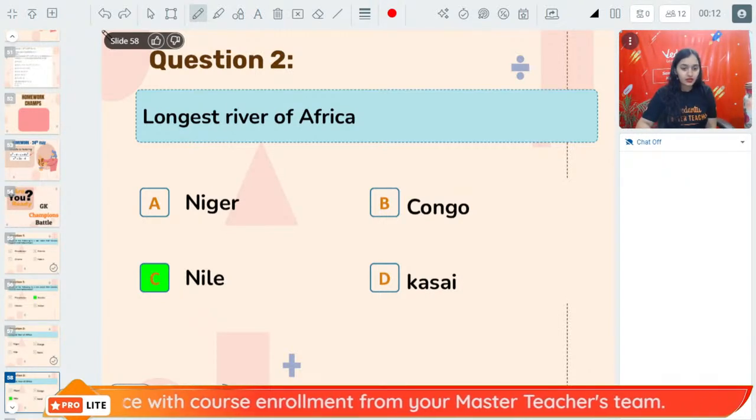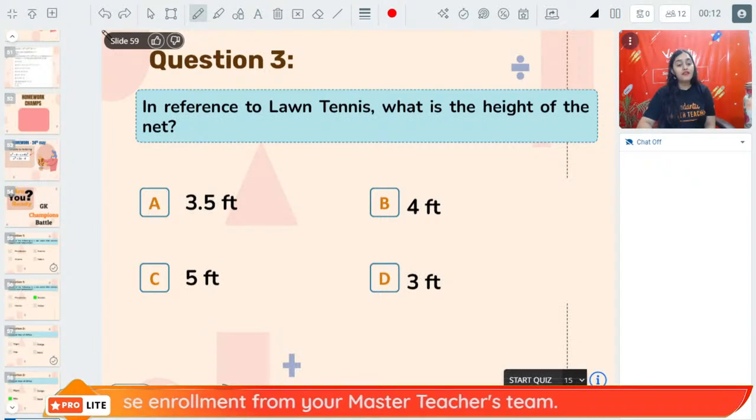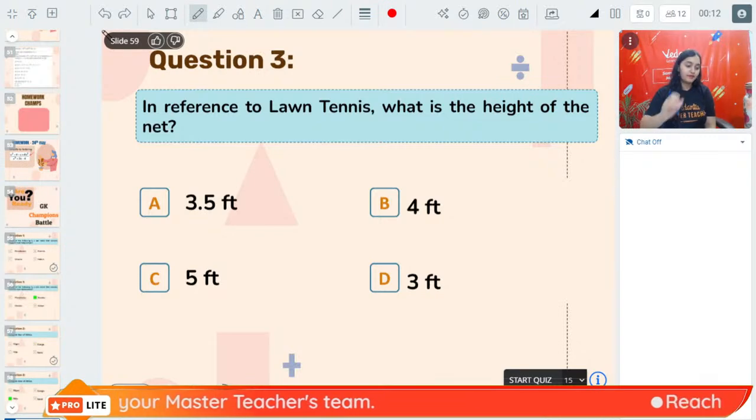Next question. In reference to lawn tennis, what is the height of the net?